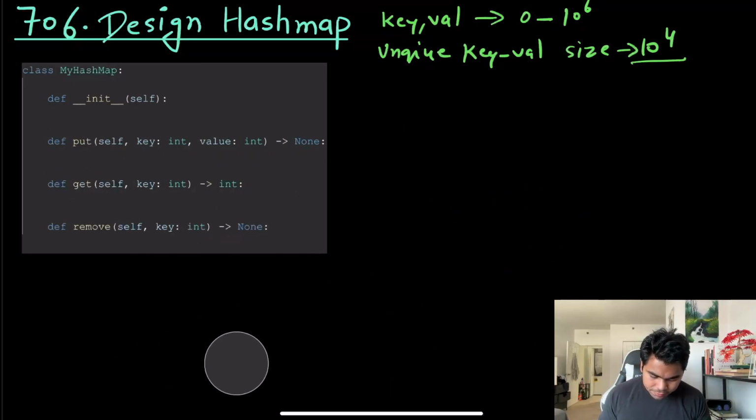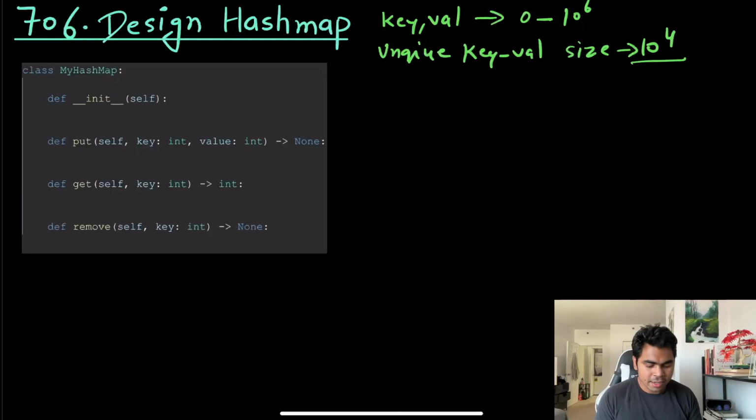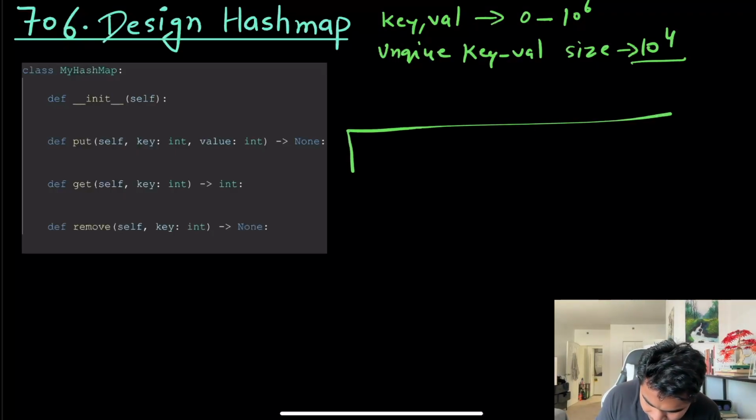But what if there are collisions? Then this will not work. What if you're trying to store two different keys at the same index? Then it will not work. So what do we do about that? In that case, we will still have a list.